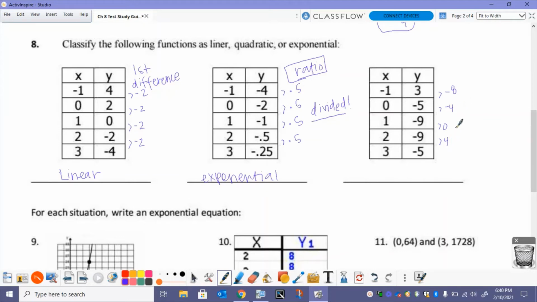So 4 minus 0, 4. 0 minus negative 4. Minus negative 4 means plus 4, so positive 4. And then negative 4 minus negative 8, that's negative 4 plus 8, so we have 4. So we got the same number on the second difference. All right, that means we have a quadratic function.